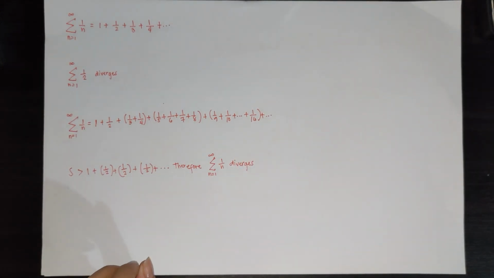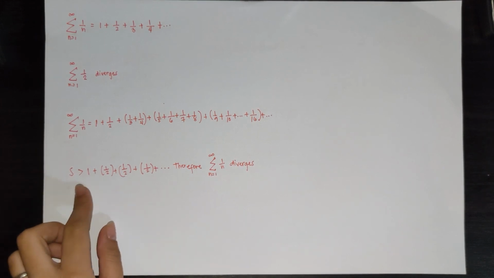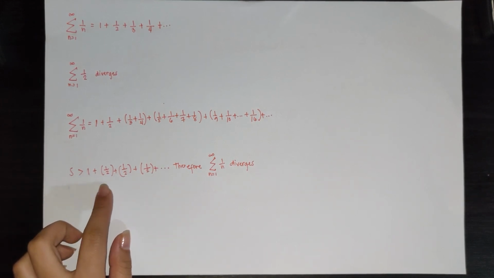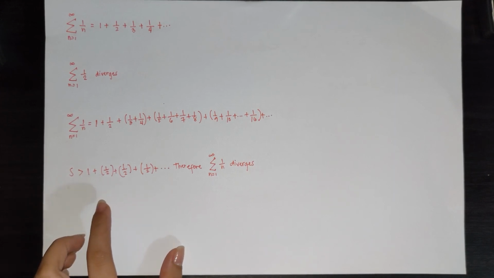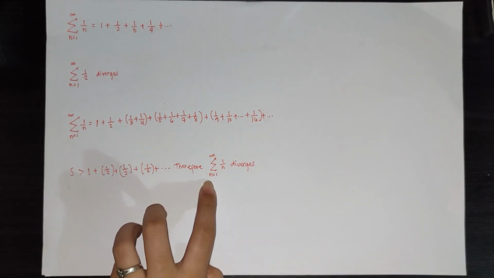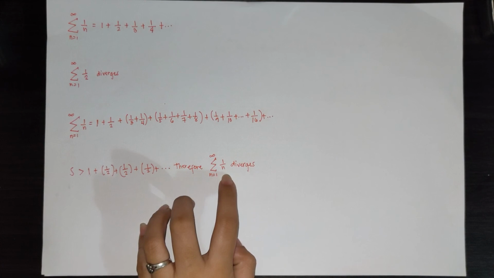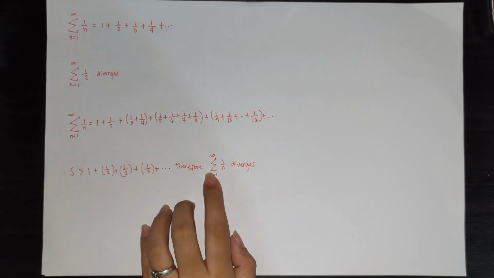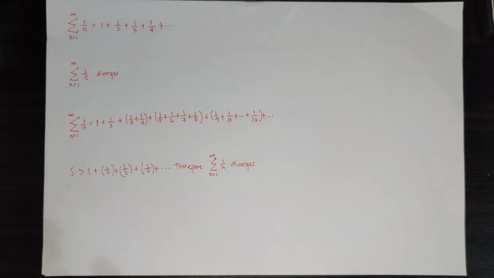Therefore, we can continue this grouping indefinitely, and this infinite sum S would have to be greater than 1 plus the remaining infinite series, which is the summation from n equals 1 to infinity of 1 half, which we know diverges. So 1 plus a diverging series would also be diverging, and since the harmonic series is greater than this diverging series, the harmonic series diverges.